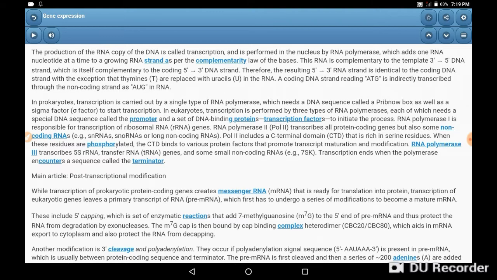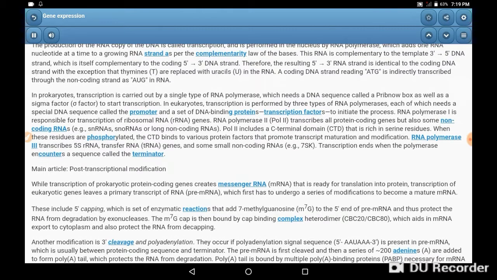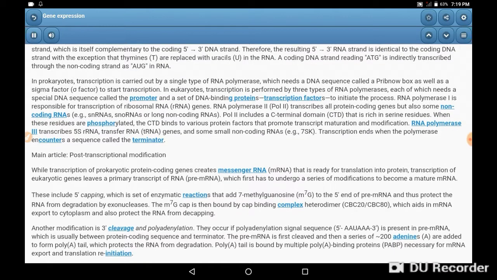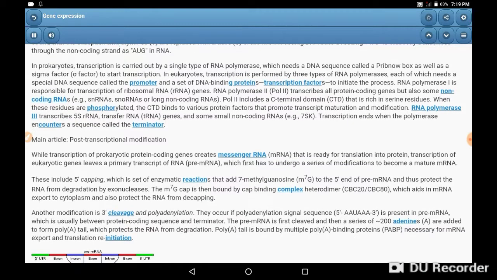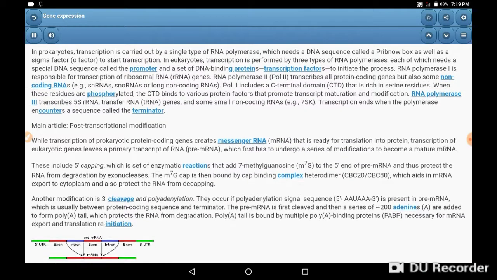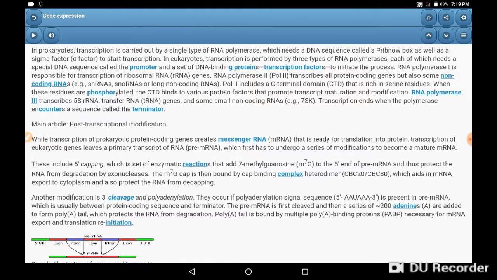In prokaryotes, transcription is carried out by a single type of RNA polymerase, which needs a DNA sequence called a Pribnow box as well as a sigma factor to start transcription. In eukaryotes, transcription is performed by three types of RNA polymerases, each of which needs a special DNA sequence called the promoter and a set of DNA-binding proteins, transcription factors, to initiate the process.